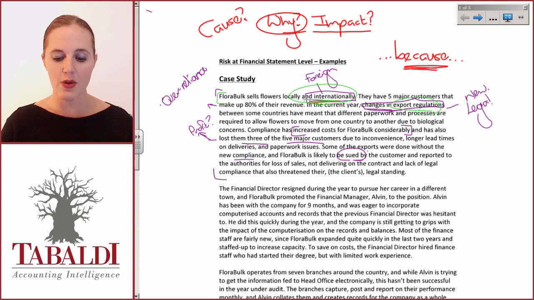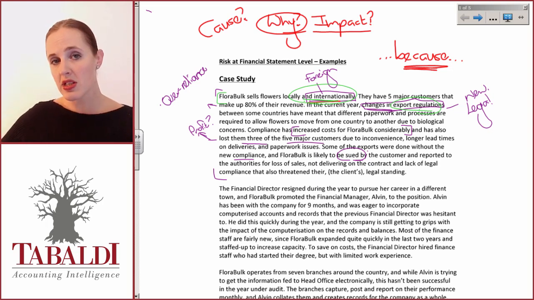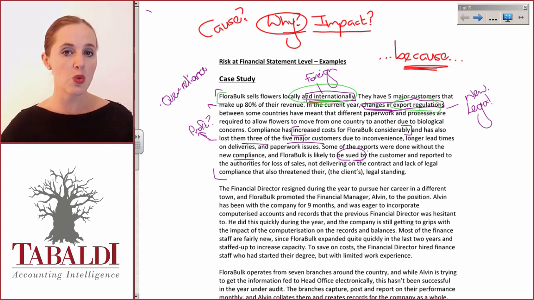Flora Bulk sells flowers locally and internationally. That's from the question. Means nothing to me. You're not going to get a mark for that. This increases the risk of material misstatement because up to this point, you've also told me nothing. I've asked you to discuss the risks of material misstatement, so you haven't answered the question. But for a lot of students, that's where they end.